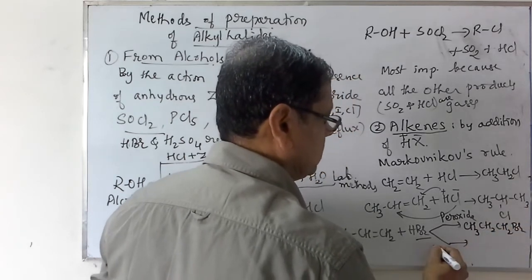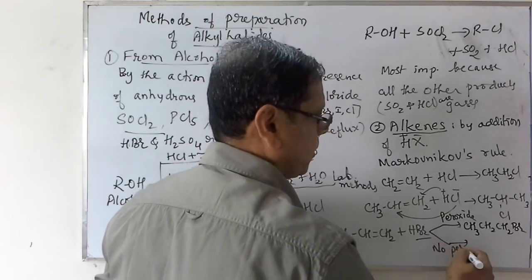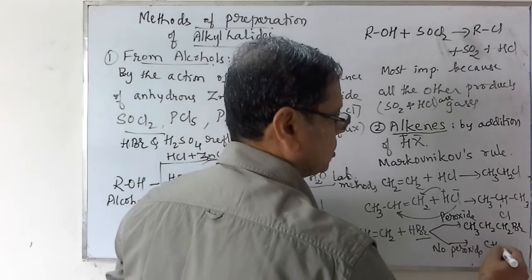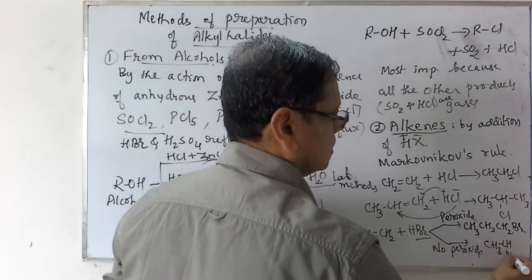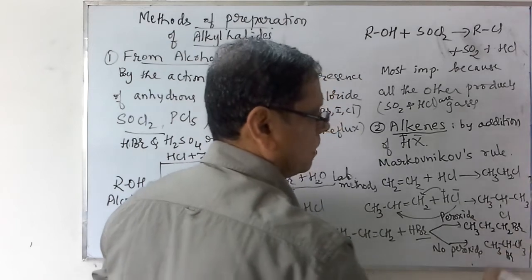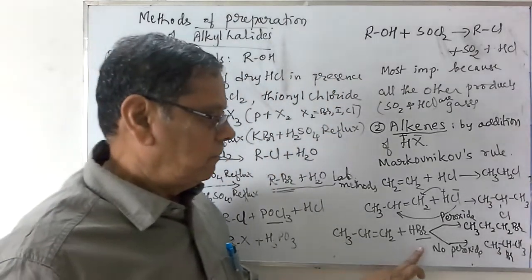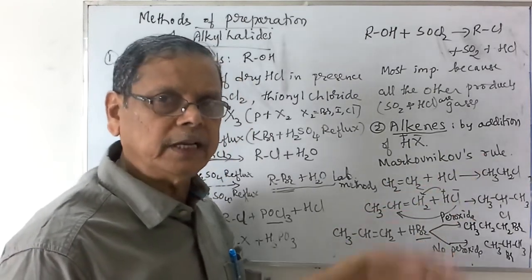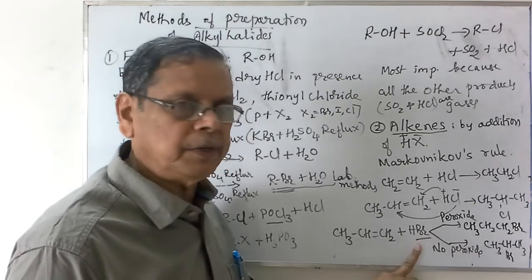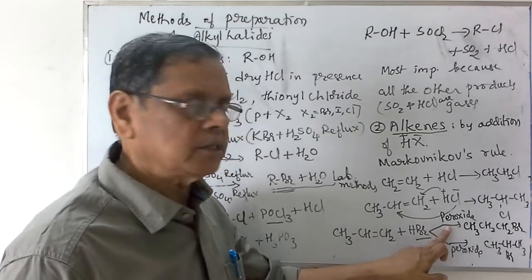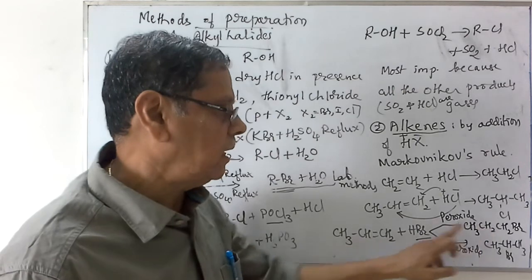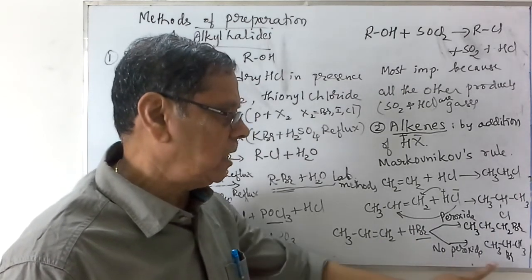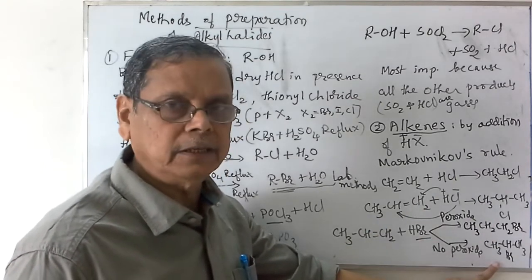If no peroxide is used, in the absence of peroxide, then it will be the same type of product as before, that is CH3, CHBr, CH3. That is only in case of the hydrogen bromide, not in case of HCl or HI or even HF. Only in case of HBr, if the peroxide catalyst is present, it will give the product against Markovnikov's addition. If no peroxide is used as a catalyst, it is according to Markovnikov's addition.